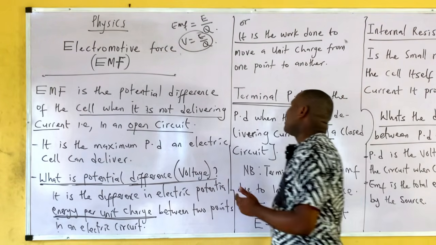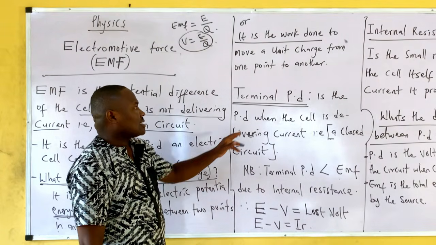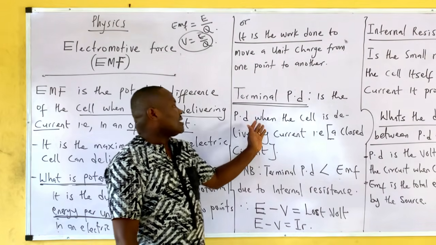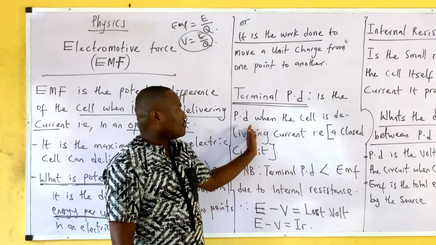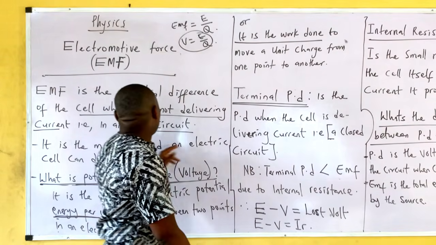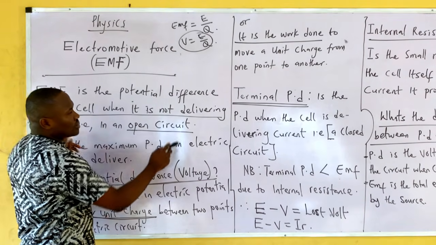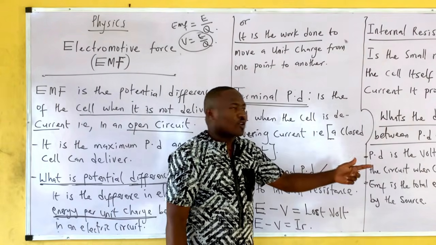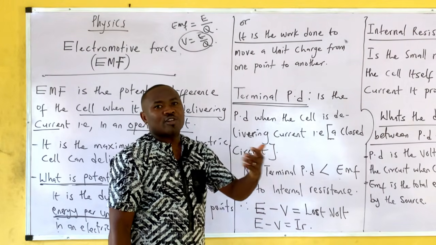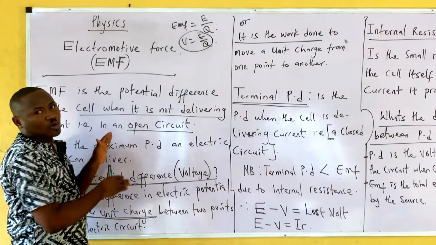Now, we have some terms that we need to know. For instance, terminal PD. What is terminal PD? It is the potential difference when the cell is delivering current. Remember, when it is not delivering current, we call that an open circuit. When the cell is delivering current, it's now called a closed circuit.